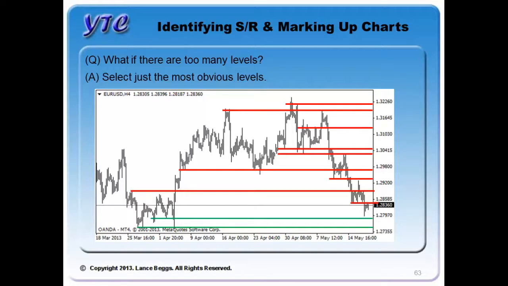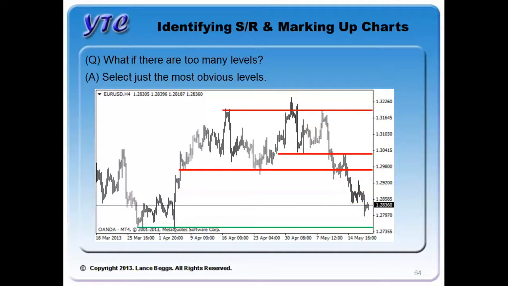So instead of marking up the chart as shown here, we might be happy with something like this. Step up to a higher time frame, or just zoom your perspective out, a little away from all the data. Pick the most obvious levels that jump out of the screen at you.